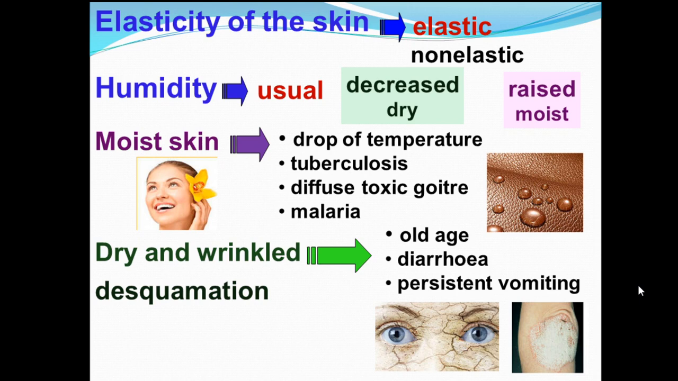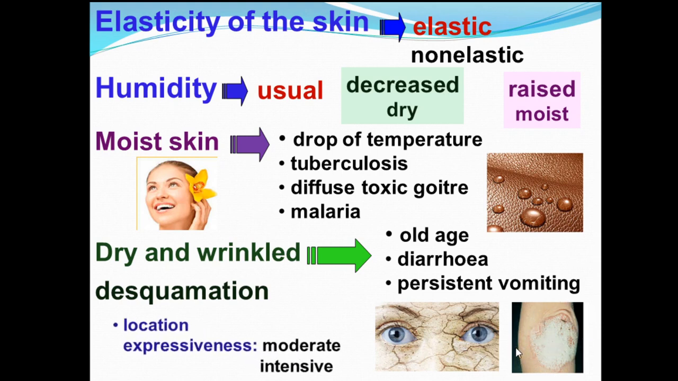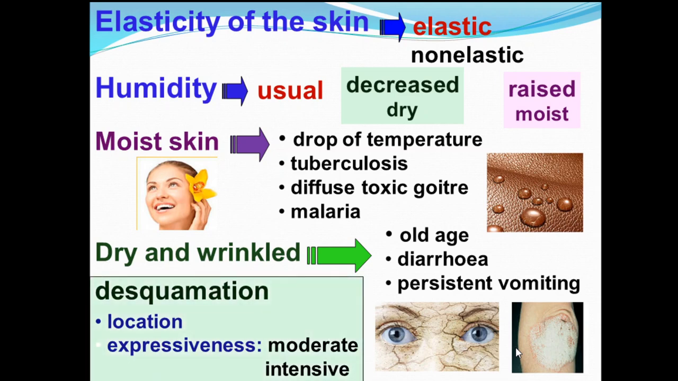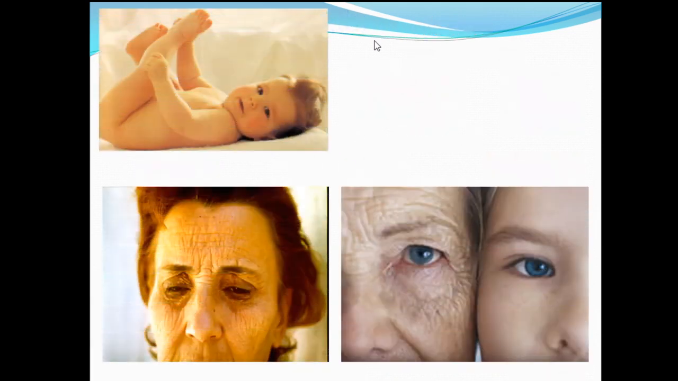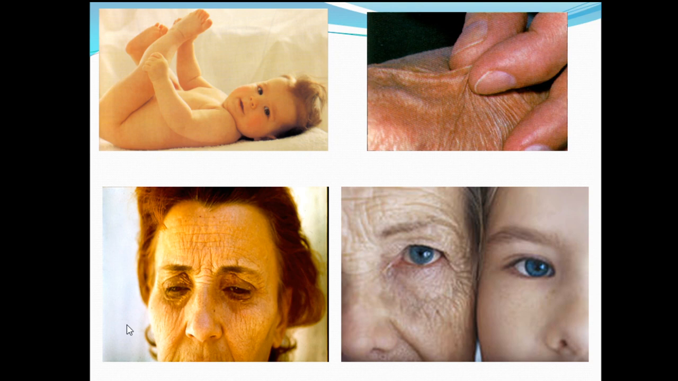We can see local dryness of the skin, which is called desquamation, which is characteristic for specific skin diseases. And again, I will draw your attention: if you reveal any local pathology, you will obligatorily show its location and express it as moderate, intensive, slight, and other characteristics. You see normal elastic skin in newborns and younger people, and physiologically decreased elasticity and humidity in the elderly.